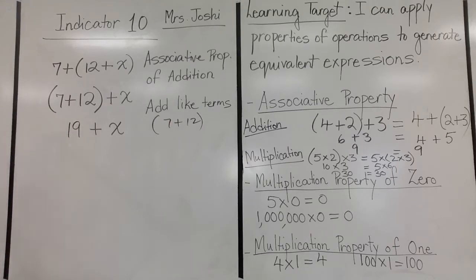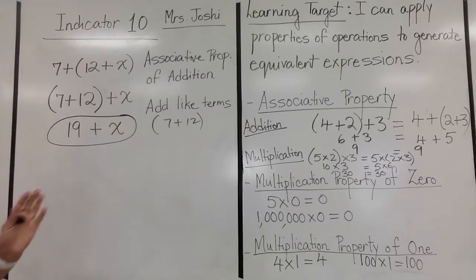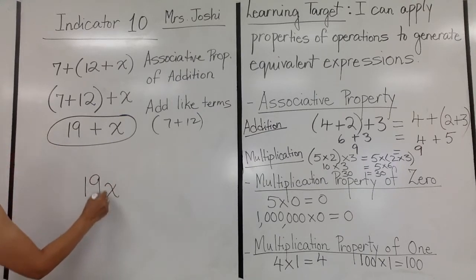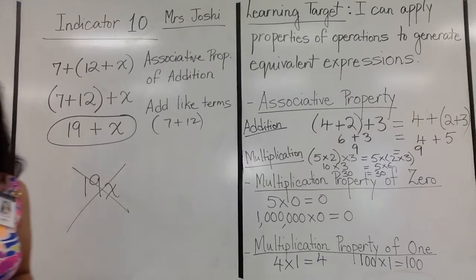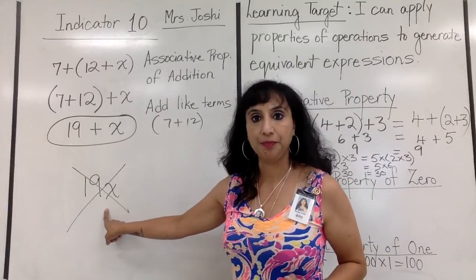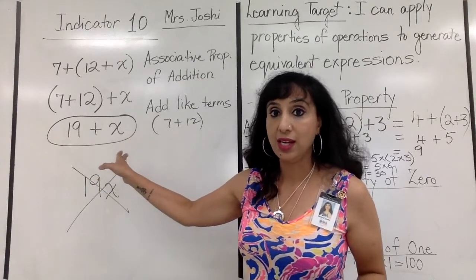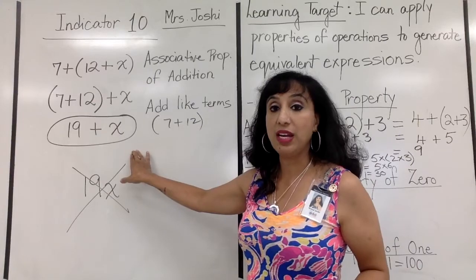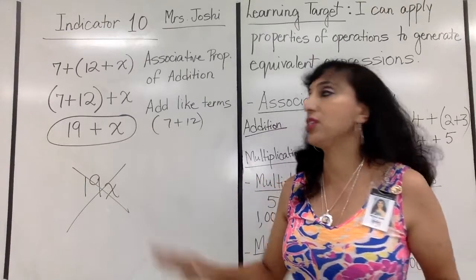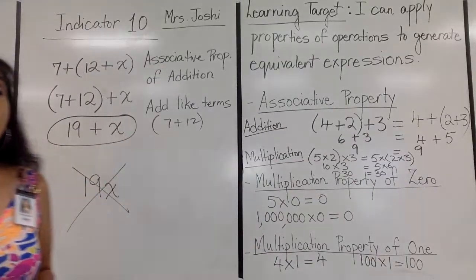Now here's the thing. This is my final answer because I cannot do this. Some children do this. They have the 19 plus x and they go ahead and write it like this. You cannot squish it together like this. There's a big difference in addition and multiplication. Let's say x was 10. 19 plus 10 is very different from 19 times 10. So do not try to squish them together. You cannot, because these are unlike terms. This is going to be a final answer in the simplified form.